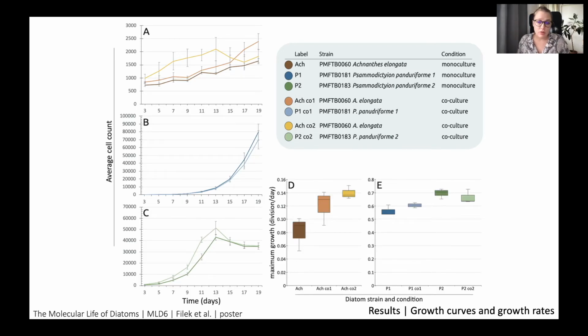When I actually showed the growth, the maximum growth divisions per day like this, the only significant difference that I could find was between the Achnanthes monoculture and the Achnanthes in the second co-culture. So we realized that there is something going on there that maybe makes the Achnanthes cells grow faster, at least initially in the beginning, maybe a bit later. We should grow them longer to see the effects, maybe in bigger wells so they don't overcrowd each other. Maybe these effects are because of nutrient limitations, we're not sure yet.